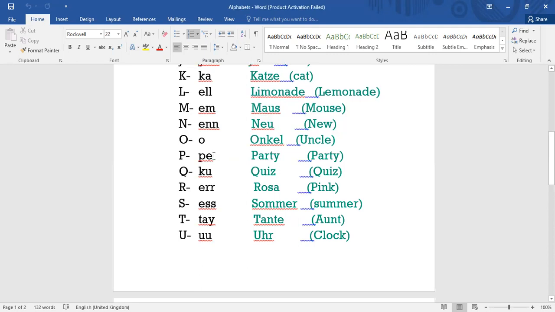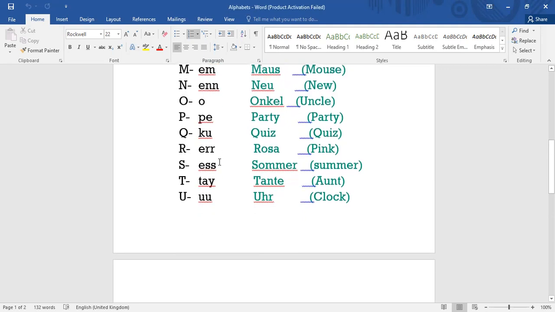P gives a sound of pay. This is Party. So it is the same as in English. This is party. Okay. Q gives a sound of ku. So this is Quiz. This is quiz in German. Quiz in English, and this is Quiz in German.